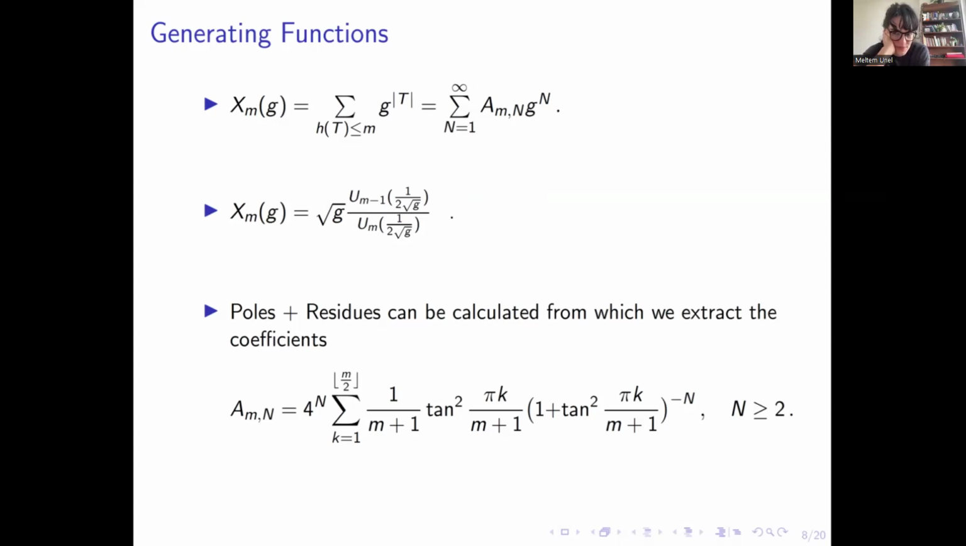And what is the function x_m in g? These are Chebyshev polynomials of the second kind. Okay.